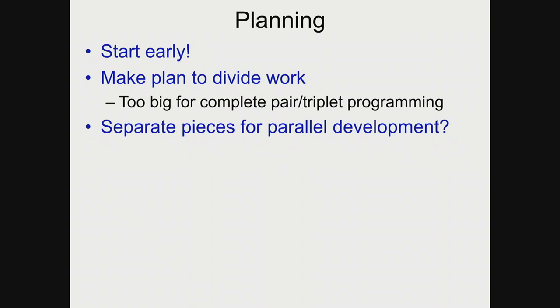Okay, so planning. You should start early. Don't leave this to the last couple of days because it'll be really stressful. And you want to divide up the work. Milestone 3, much like milestone 2, is a bit too big for you to just have one person coding and 2 people navigating and giving feedback. So you've got to divide it up more. So how can we separate this for parallel development?